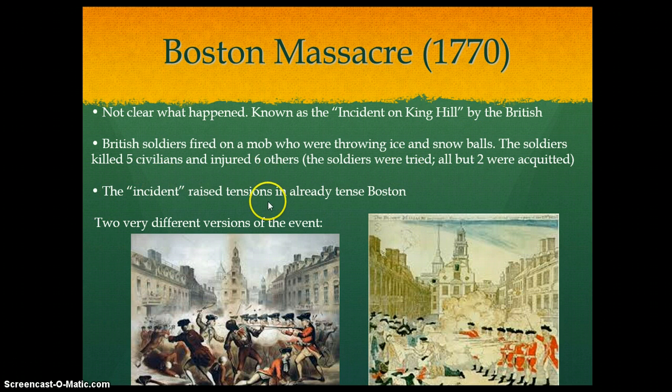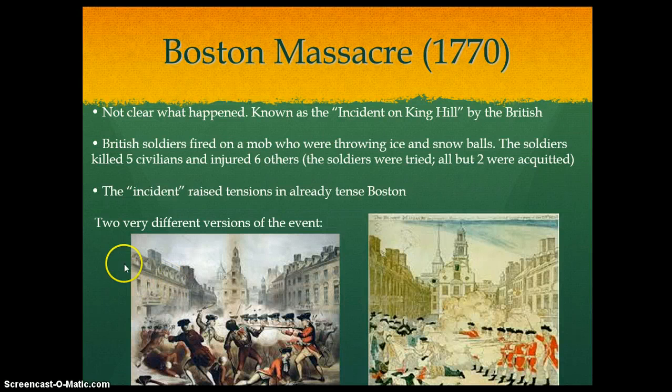So this incident raised tensions in a Boston that was already tense over the fact that these taxes had been passed, and that more troops were being sent to Boston to, quote unquote, keep order. And the people living in the colonies who'd been so used to salutary neglect were now looking around Boston, and it was really starting to look like an armed camp.